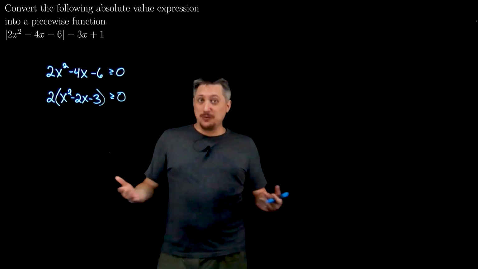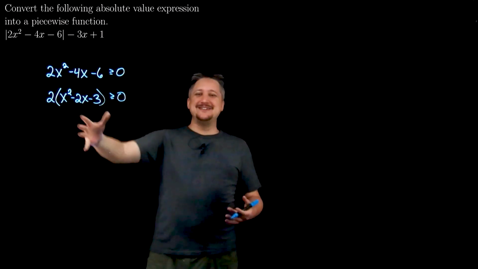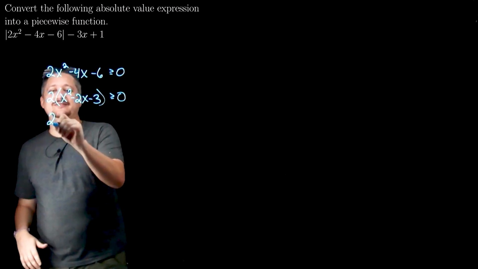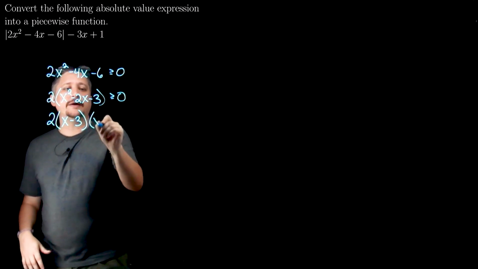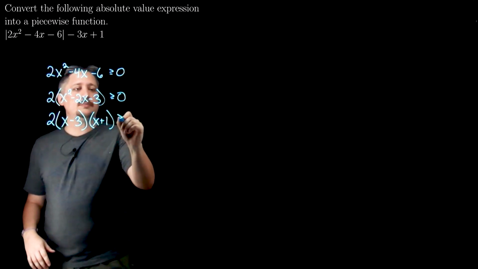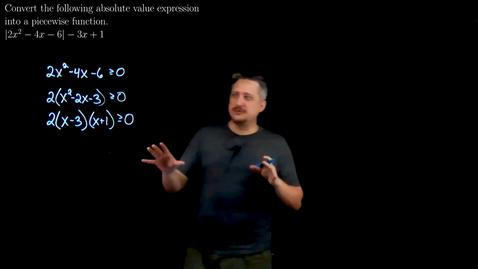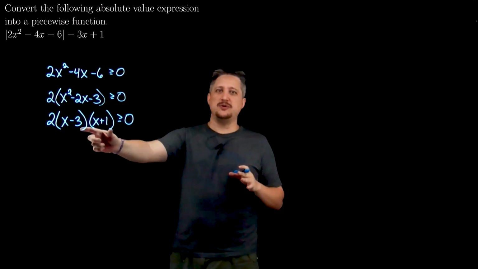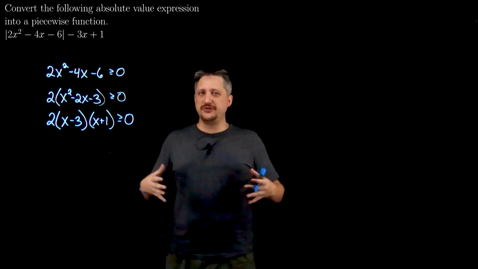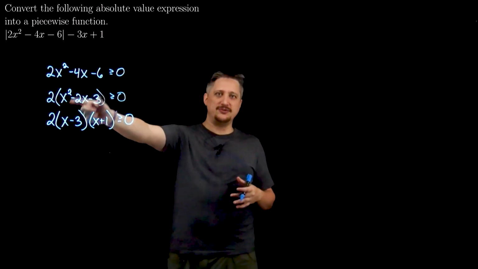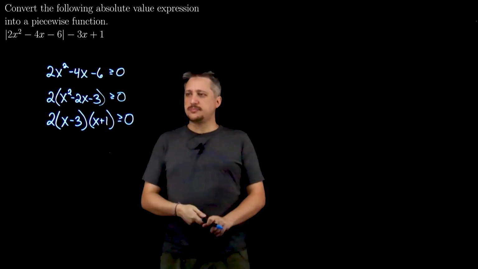3 is prime, so I'm looking at 1 and 3 in some form. Clearly I want the bigger one negative, so I'm going to have 2 times (x minus 3)(x plus 1). And if I'm not sure, I can always expand this out, using distribution or whatever technique you want, because that should definitely get back to the original. So I can always double check my work.